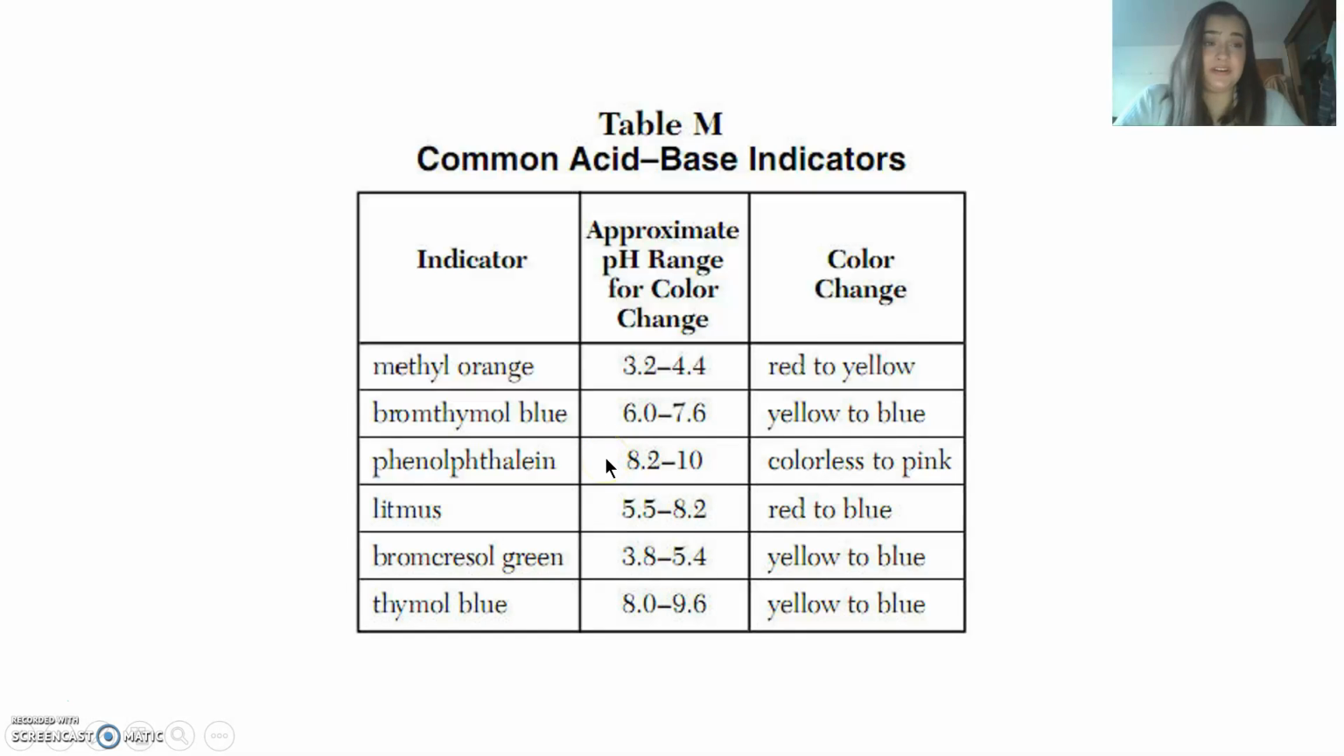So, going over indicators one more time, an indicator is a compound that you put into a solution to determine its pH. You pick an indicator for a solution based off of the approximate pH that you believe the solution to be. And as you adjust your solution, you will find out what exactly your pH is, or a very rough estimate.